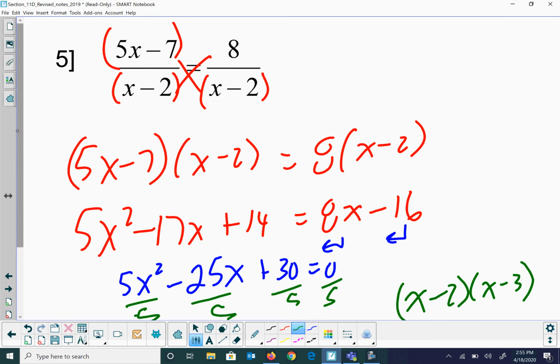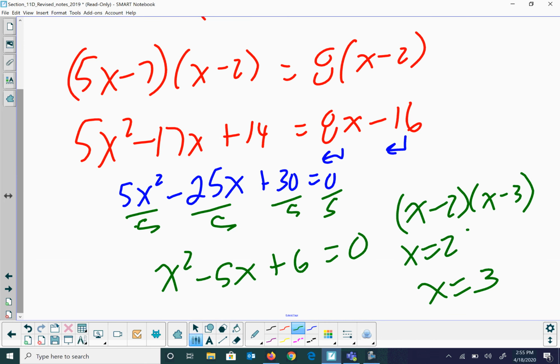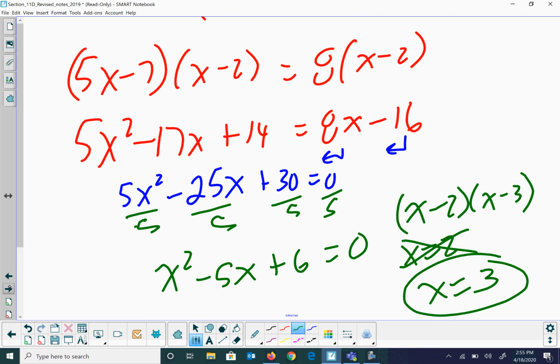Do 2 or 3? Yeah, look at that. If I plug a 2 in, I'm going to get a 0 down there. So that is an extraneous solution. So my only answer to this problem is 3.